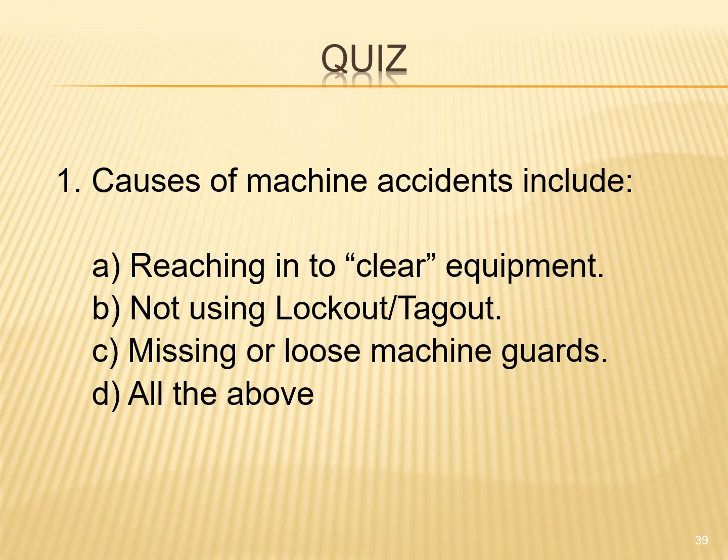Quiz. First question of the quiz. Causes of machine accidents include A, reaching in to clear equipment, B, not using lockout tagout, C, missing or loose machine guards, D, all of the above.